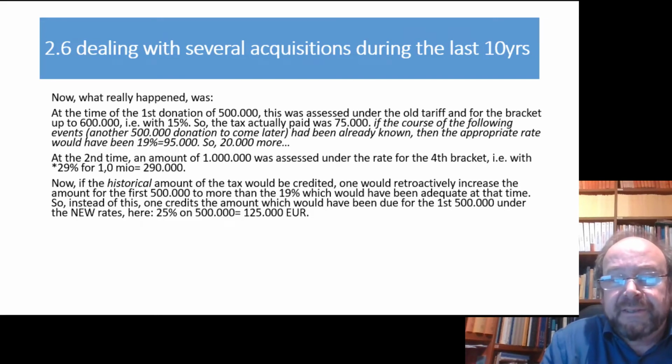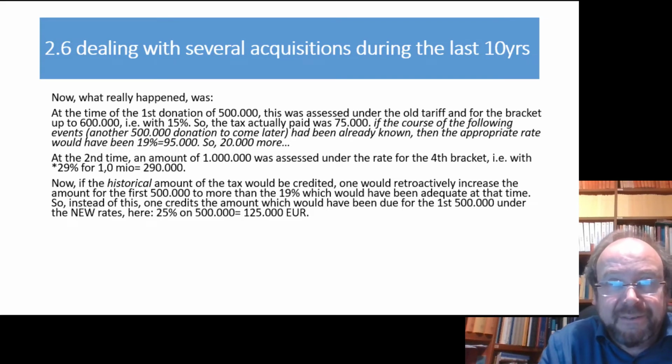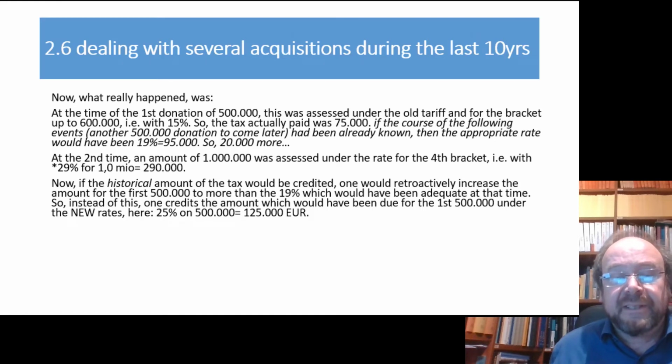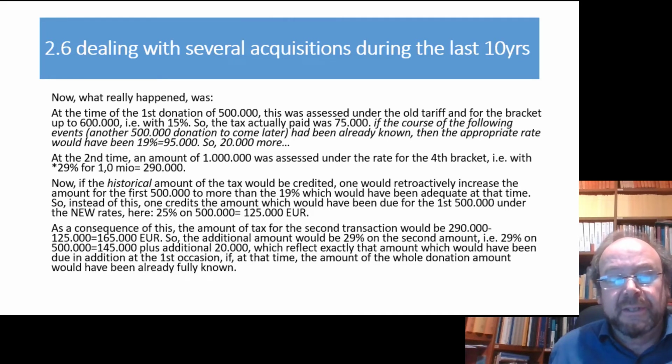And so if we credited here the historical tax, then we would indeed, let's say we level up, we levy the 29% retroactively also on the first part. That would be unfair. So we try to make the first part immune against the increase of taxes by just doing as if today's law had always existed and had always been valid also already for the first 500,000. So we credit the tax amount under the new law. So we credit, had we already known what was going to happen, we had charged 25%, that's 125,000. So as a consequence of that, we would have taken for the second transaction 290,000 minus 125, that's 165.